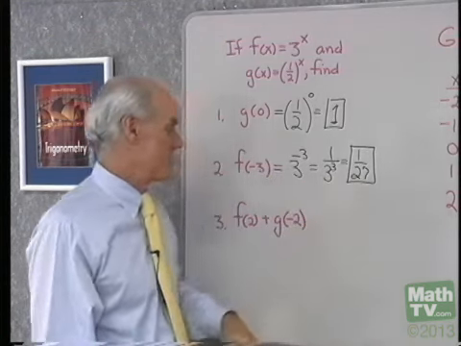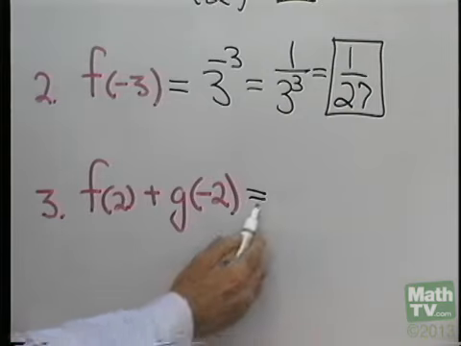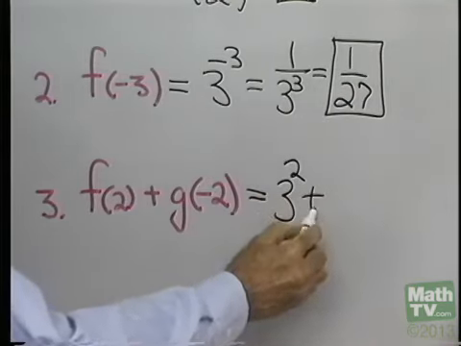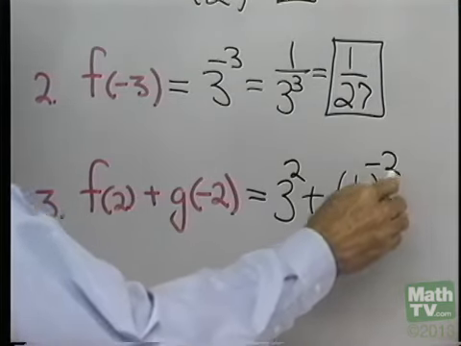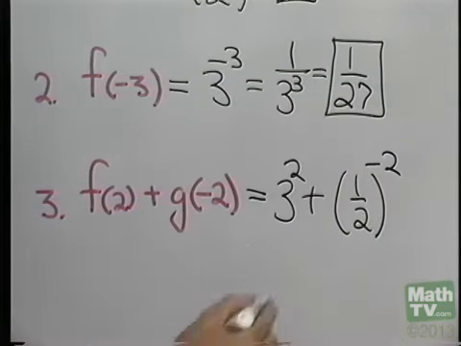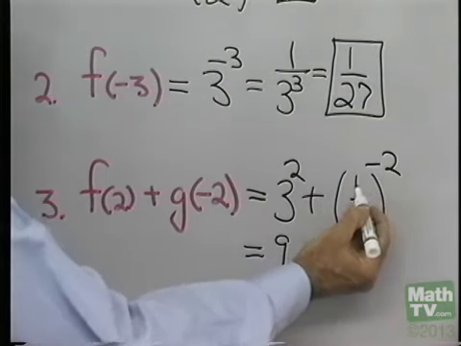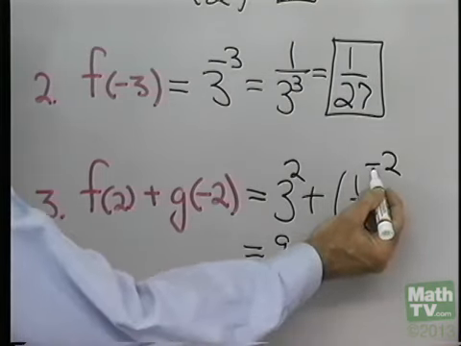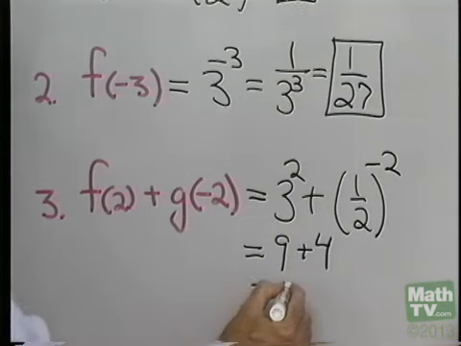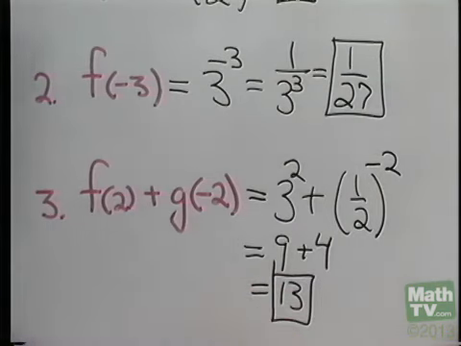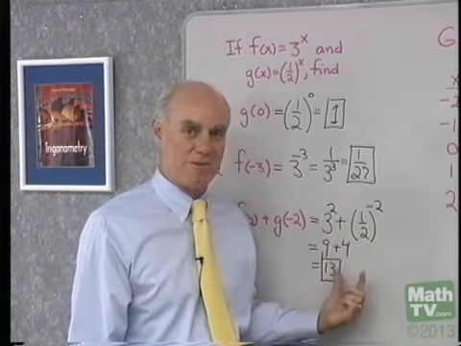Let's look at one more of these problems. I have f of 2 plus g of -2. Well, f is 3 to the x, so I'll make this 3 to the 2, plus g of -2 is going to be 1/2 to the -2nd power. So I have 3 to the 2 plus 1/2 to the -2. 3 squared is 9. 1/2 to the -2, well, if I square 1/2, I get 1/4, and then I take the reciprocal of that, I get 4. So I end up with 9 plus 4, and 9 plus 4 is 13. So that's f of 2 plus g of -2, and I simply substitute for my variable x in the expressions for f and g and simplify what I get.